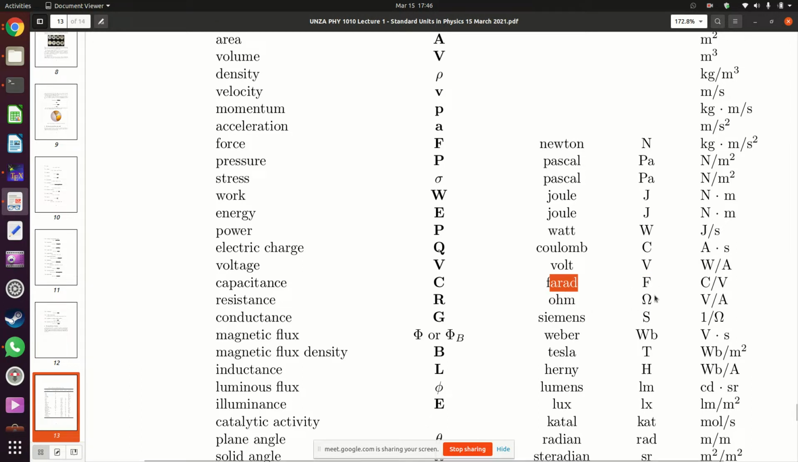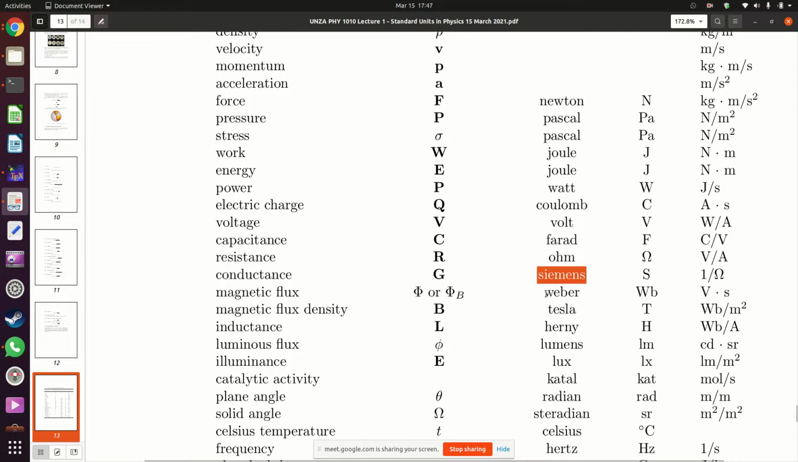Of course, the ohm is something else. Siemens, capital S. Siemens, probably some German guy or something. Then Weber is the name of a person, that's why it's Wb. Tesla, I'm not sure, but it's a capital T. Henry, definitely the name of a person, capital H.